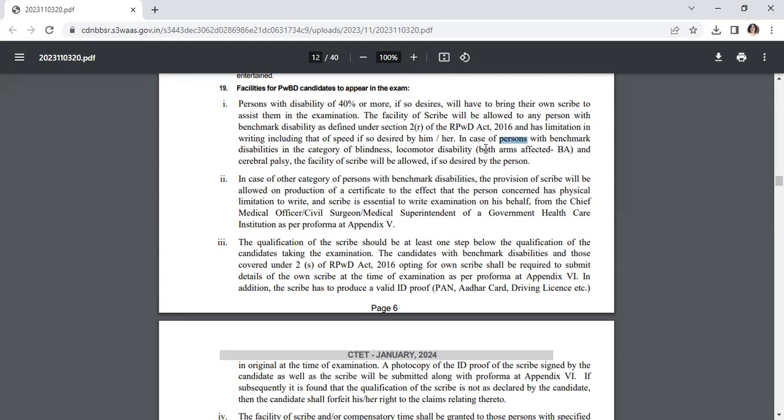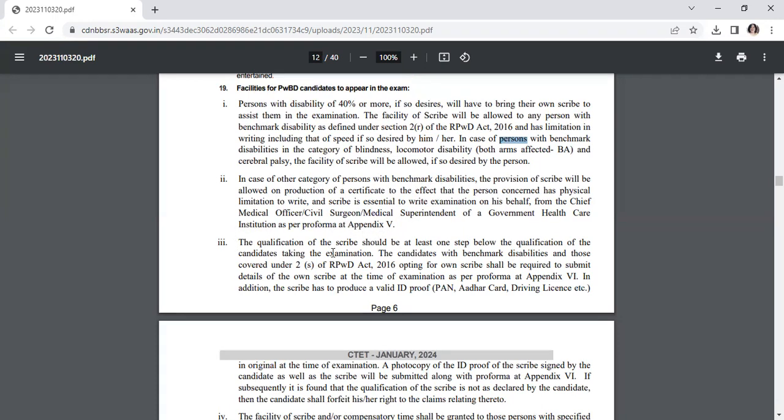In case of persons with benchmark disabilities in the categories of blindness, locomotor disability, both arms affected, and cerebral palsy, the facility of a scribe will be allowed if so desired by the person. In case of other categories of persons with benchmark disabilities, the provision of a scribe will be allowed on production of a certificate to the effect that the person concerned has physical limitations to write, and a scribe is essential to write the examination on his behalf, from the chief medical officer, civil surgeon, or medical superintendent of a government healthcare institution.